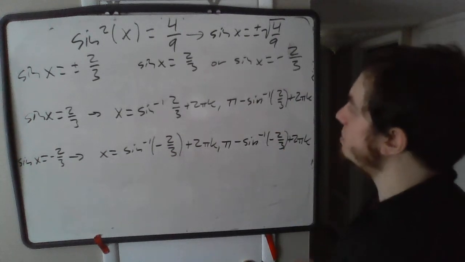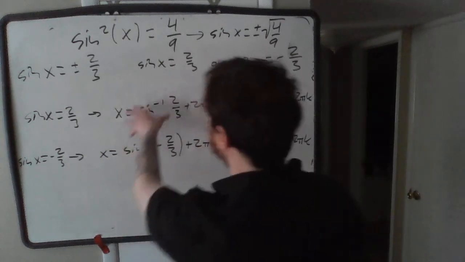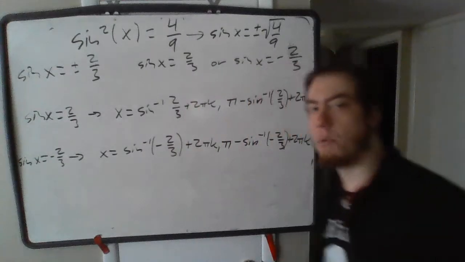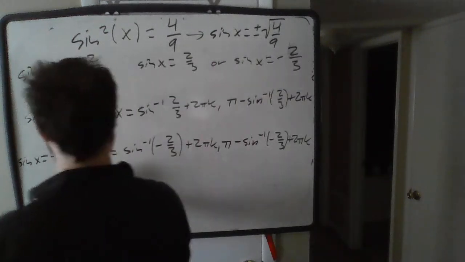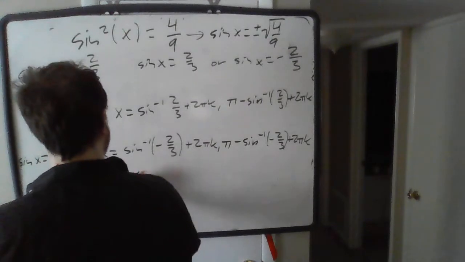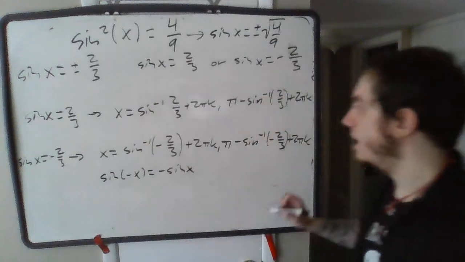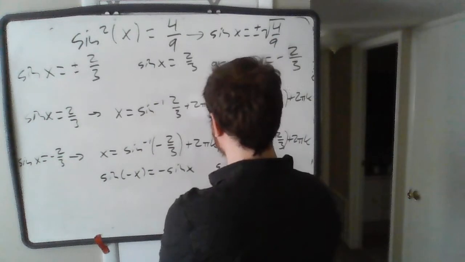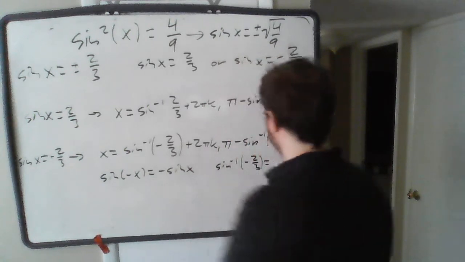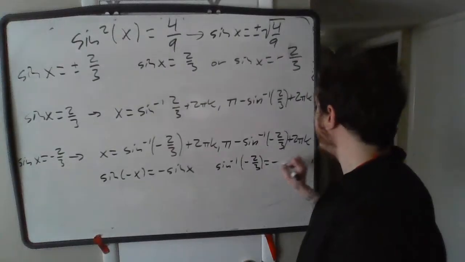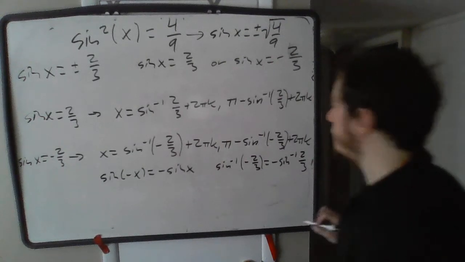One thing that you might notice that is of interest, however, is you can actually consolidate these a bit. And I want you to think for a moment about why this is true. So notice that sine of minus x is equal to negative sine x. So that means that sine inverse of negative 2/3 is the negative of sine inverse of 2/3.